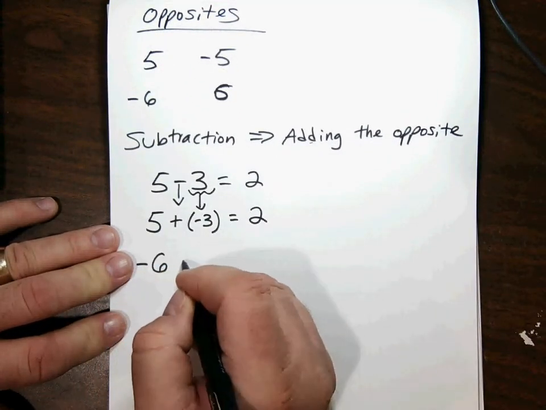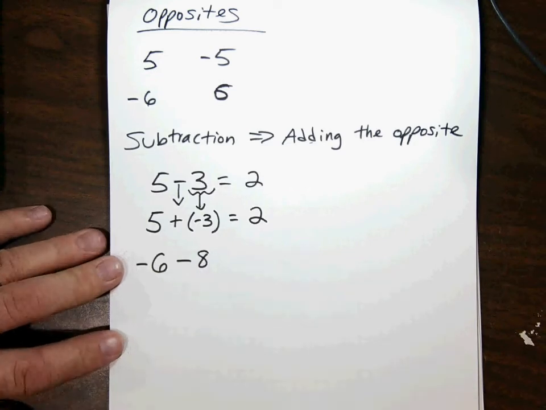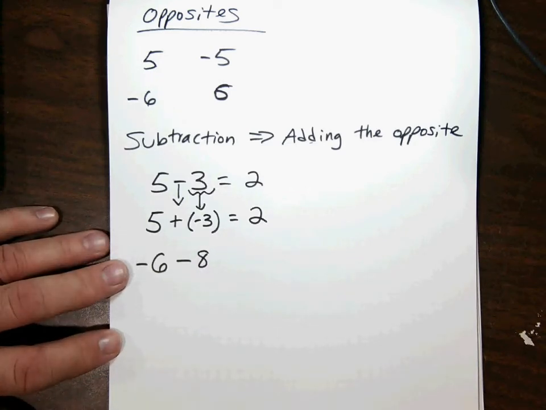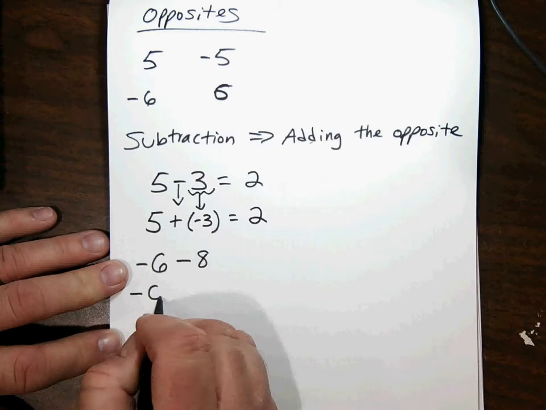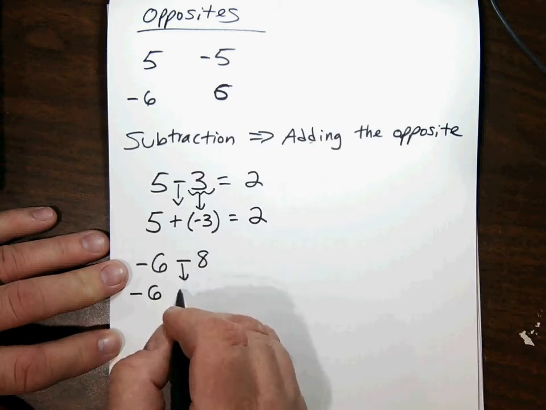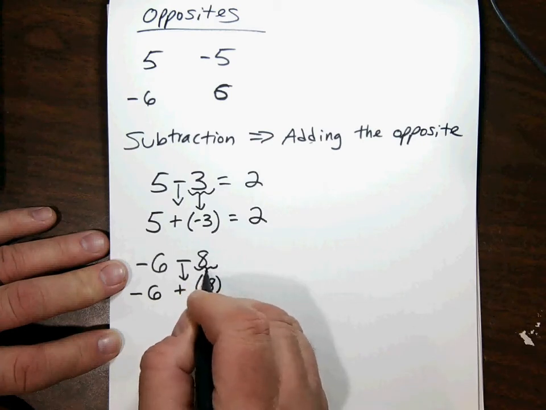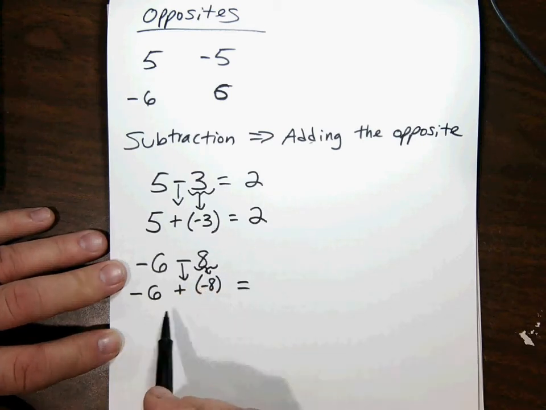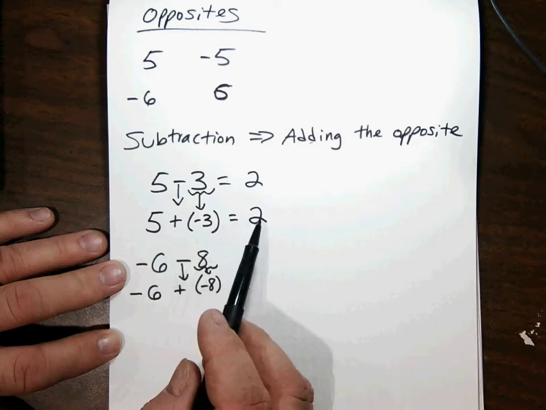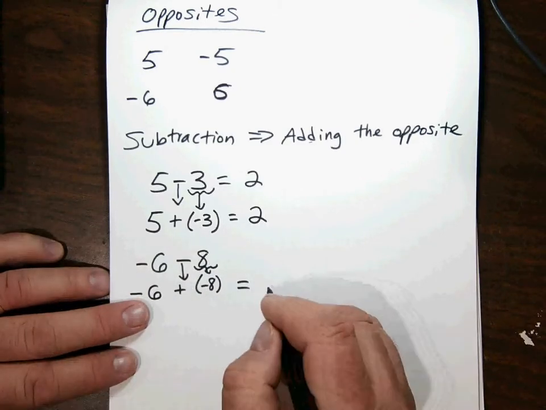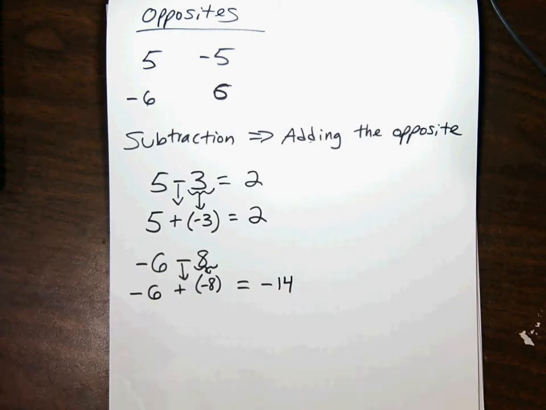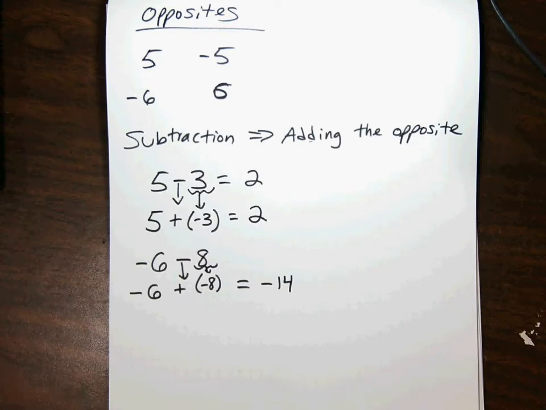Negative 6 minus 8. Now the first number is negative in this example. That's okay. It stays negative. But the minus will become a plus, and the 8 will become a negative 8. Now I just have to remember my rules. Here I have the rule of one positive, one negative. Well, here they're both negative, so it becomes even more negative. Negative 14.